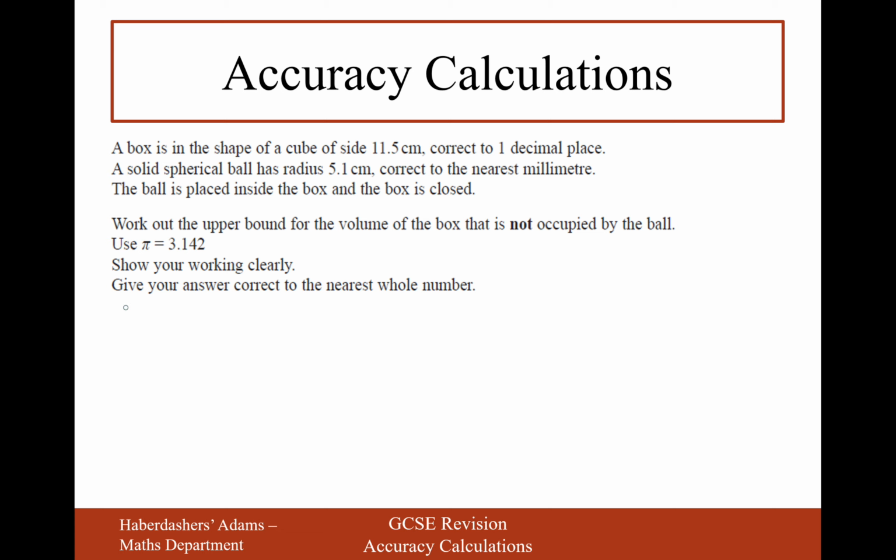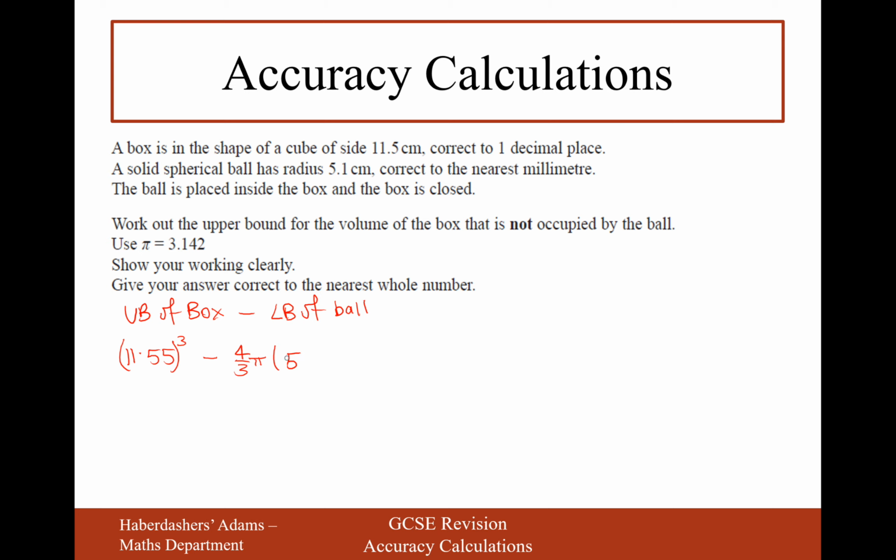So in this case we're going to have to do the upper bound of the box subtract the lower bound of the ball. So the upper bound of the box is going to be 11.55 centimeters. Oh, this is a cube, isn't it? So it needs to be cubed. So if we're working out some space, it needs to be a volume. And then the 4/3 pi r cubed for the sphere.